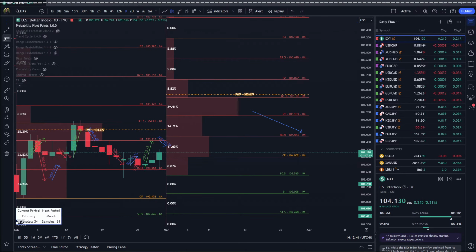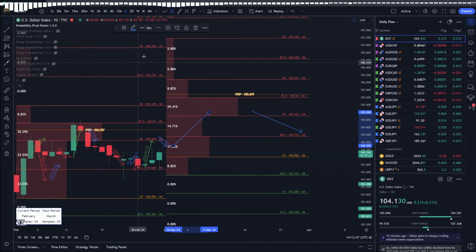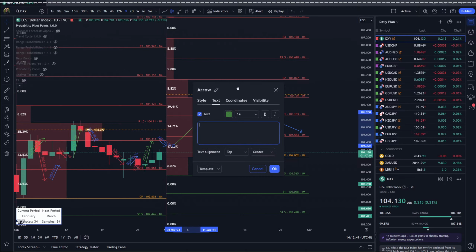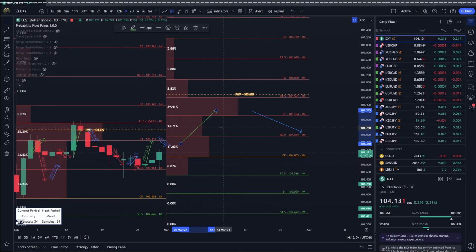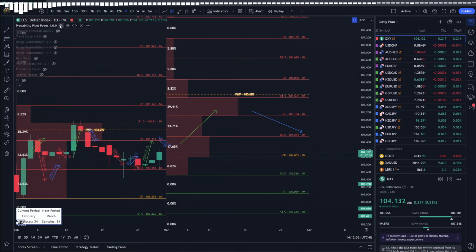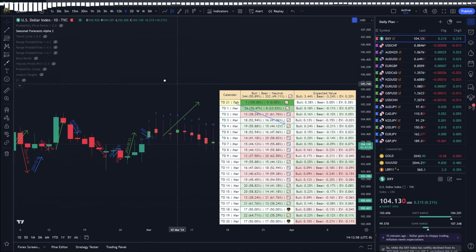So I'm just going to add another line here, color that one green, and we'll timestamp these in just a sec. Then I'm going to do one more thing. I'm actually going to pull up this little doodad.